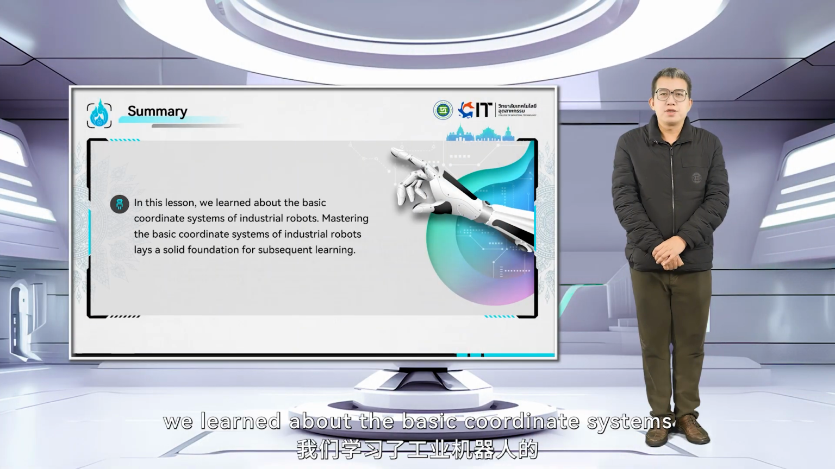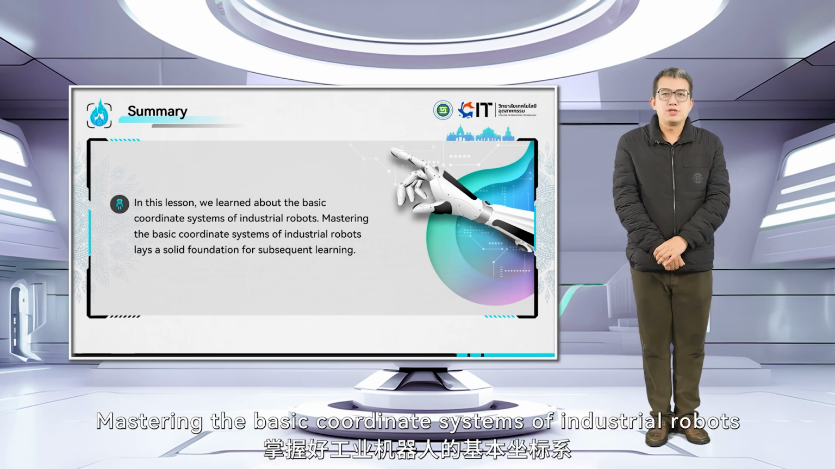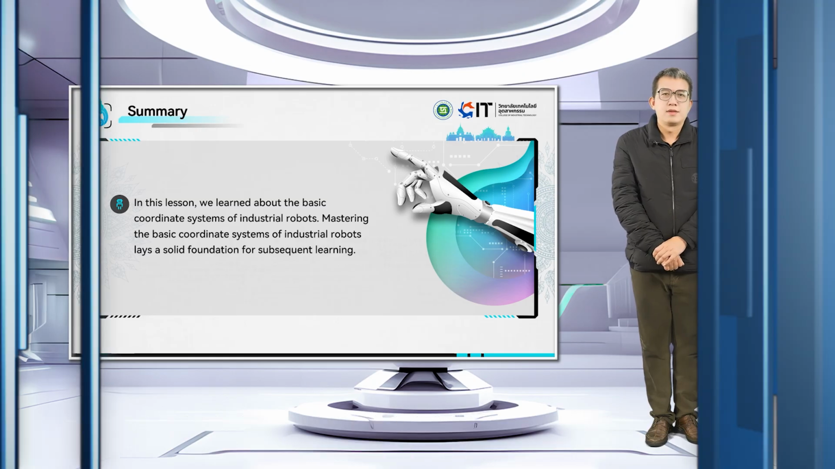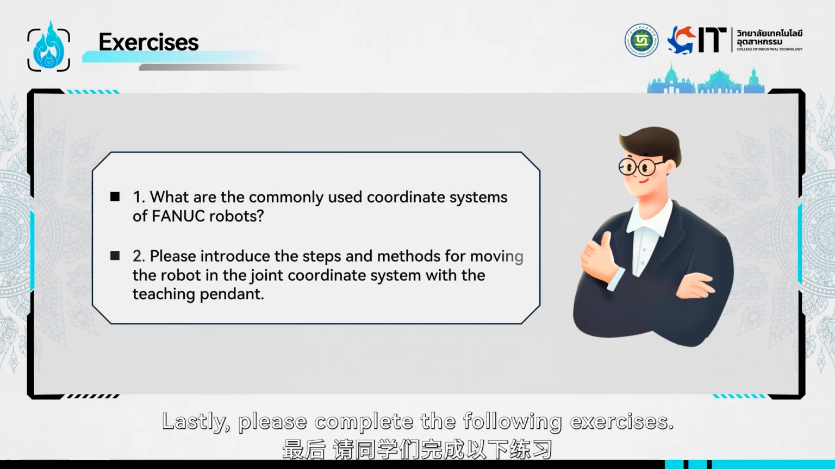In this lesson, we learned about the basic coordinate systems of industrial robots. Mastering the basic coordinate systems of industrial robots lays a solid foundation for subsequent learning. Lastly, please complete the following exercises.